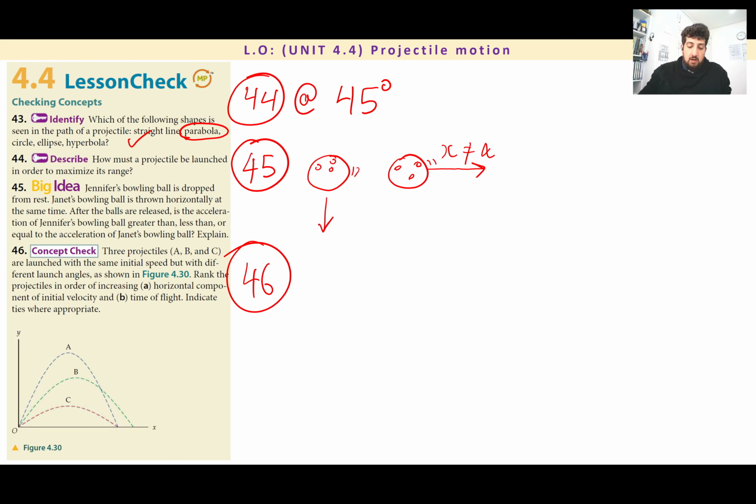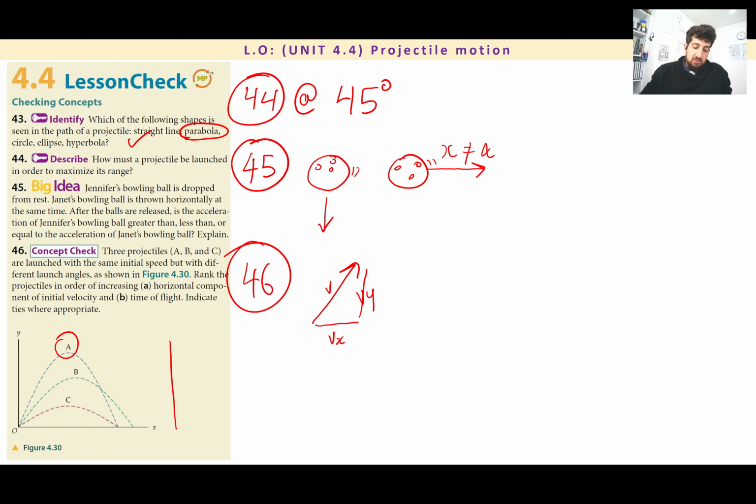Okay. Horizontal component. So remember velocity, this is v, has a horizontal component, vx, and a vertical component, vy. They want us to arrange it in order of increasing horizontal component. So we start with the smallest horizontal component, and then we go to the largest horizontal component. And so A has the smallest horizontal component.